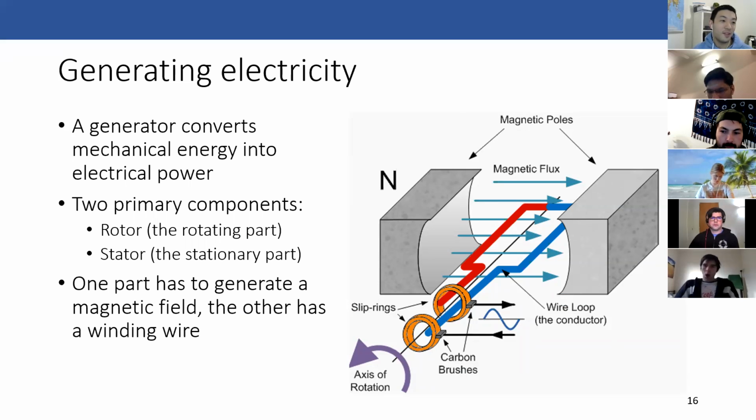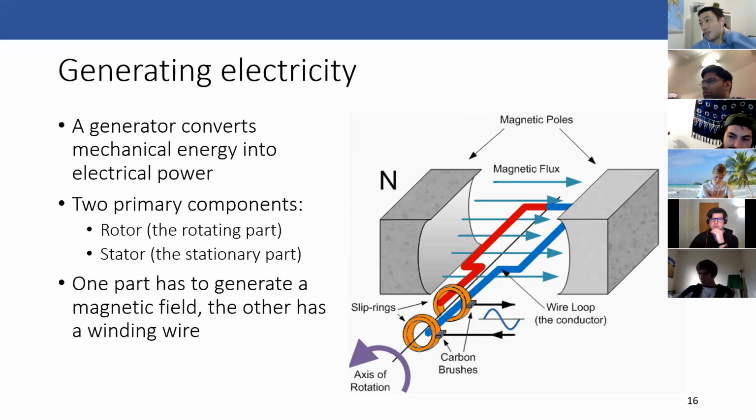And so the big takeaway here is that if you can basically spin a magnet, you can produce a magnetic field, and that will lead to the generation of current through a wire. And so you have your two primary components, a rotor and a stator.